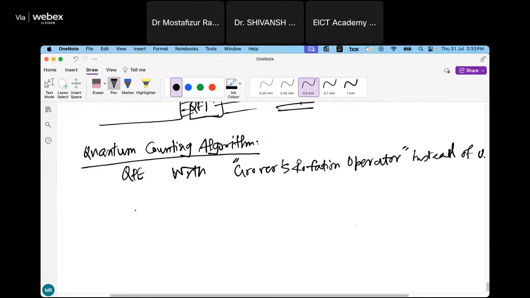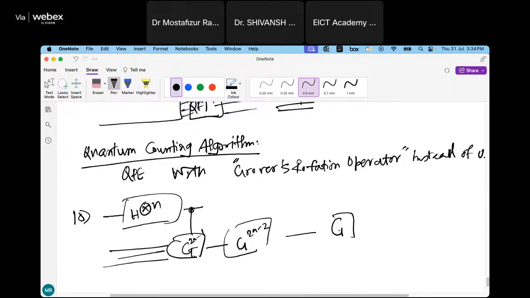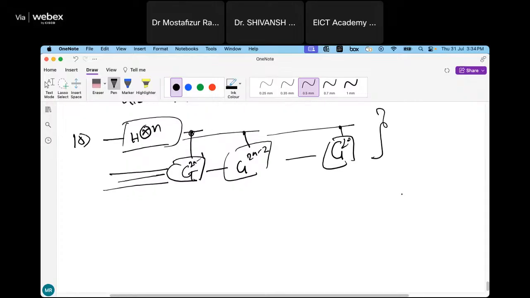What it does, same thing. You start with all Hadamard, right? 0, and then instead of U, you put a Grover operator here and do controlled unitary operations. So again, if it is 2 to the power n minus 1, another Grover operator 2 to the power n minus 2, up to Grover operator 2 to the power 0, and you do the second qubit control here, last qubit control, all the way you do the rotation operations, and accordingly you get the information out of this. So this is very much the same as the QPE circuit.